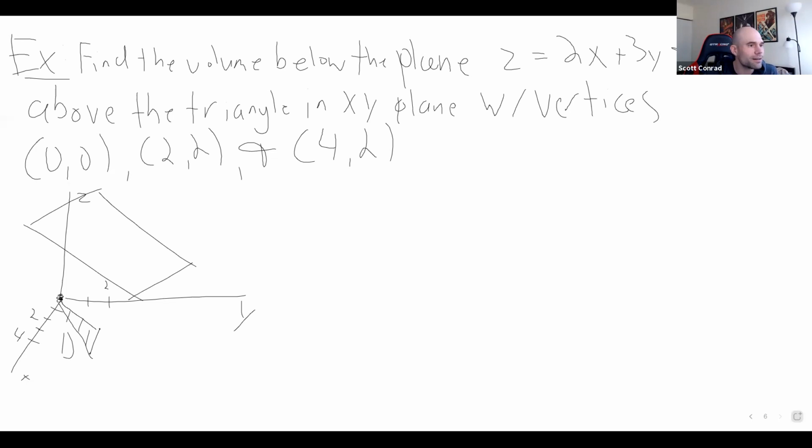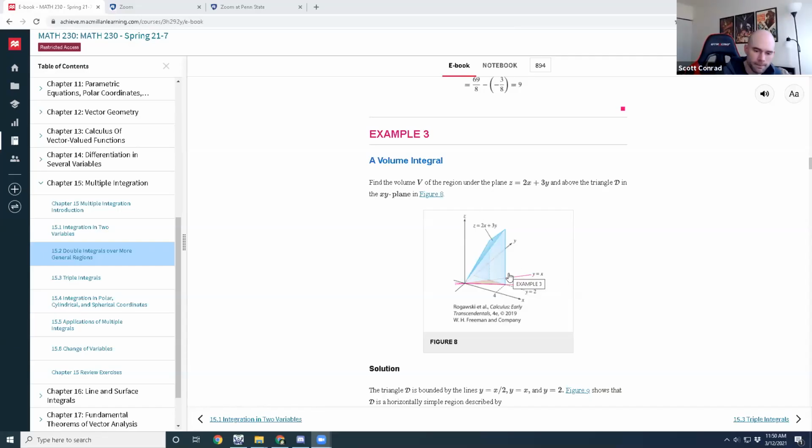let me show you in the book what it looks like, to give you an idea. It's this region here. So we're trying to find the volume of this solid region. All right, so here's our triangle. They kind of rotate it from where I did. And here's the piece of the plane. So it's a solid region bounded above by that plane, below by that triangle in the XY plane. It's okay. You don't need to be able to draw the three-dimensional region in this case.